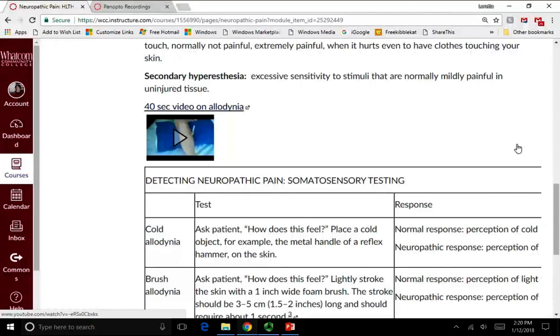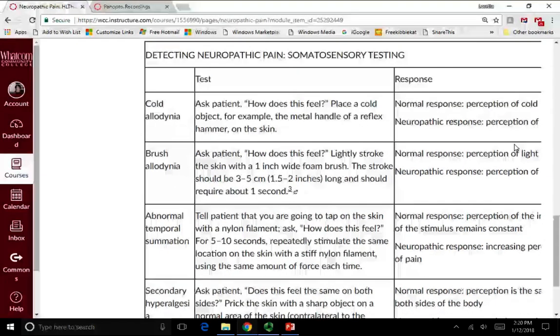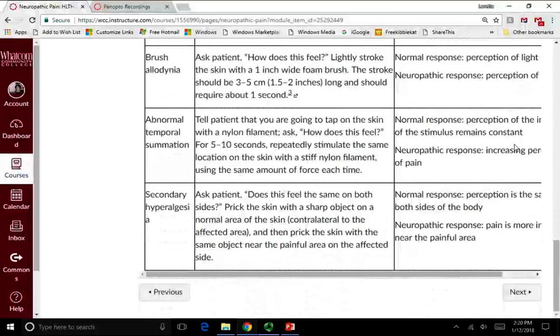There are some tests listed here for detecting neuropathic pain, somatosensory testing, and what the normal response is versus the neuropathic response. That is just there for your information. That's not on the exam, but sometimes, hey, how do you know you have allodynia? So there you go. There's a test for allodynia.